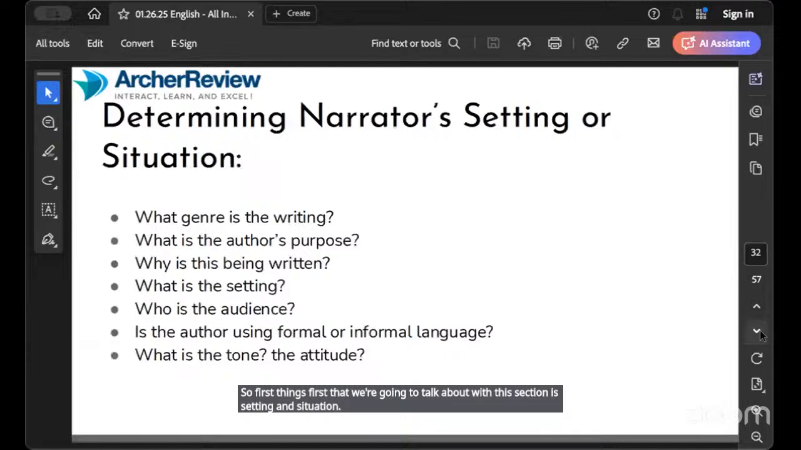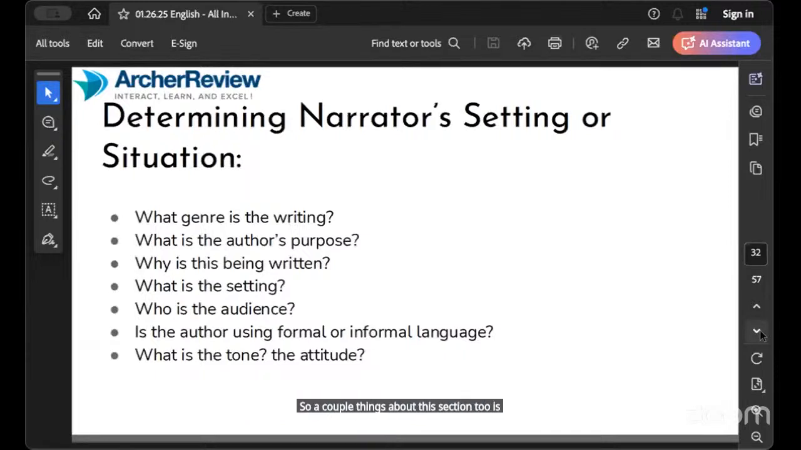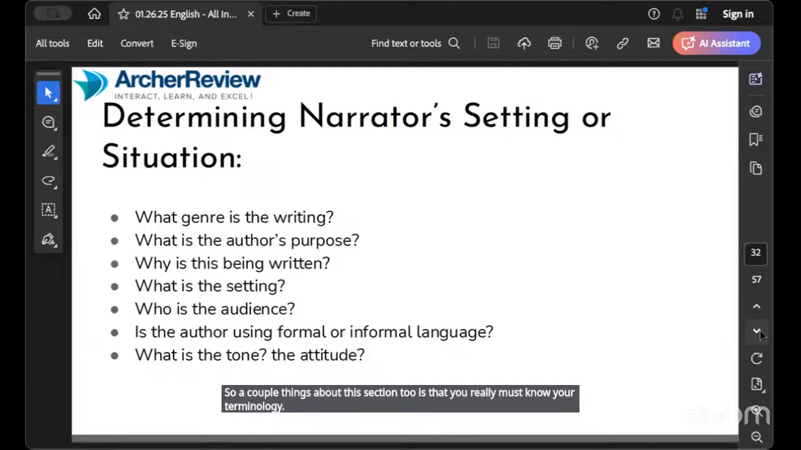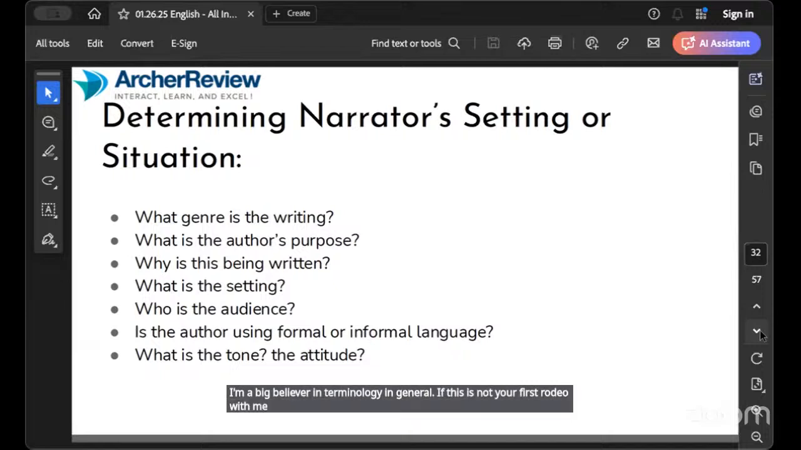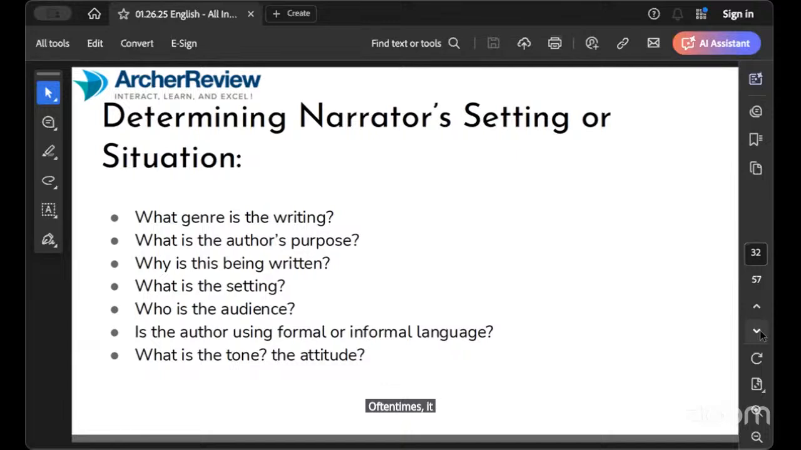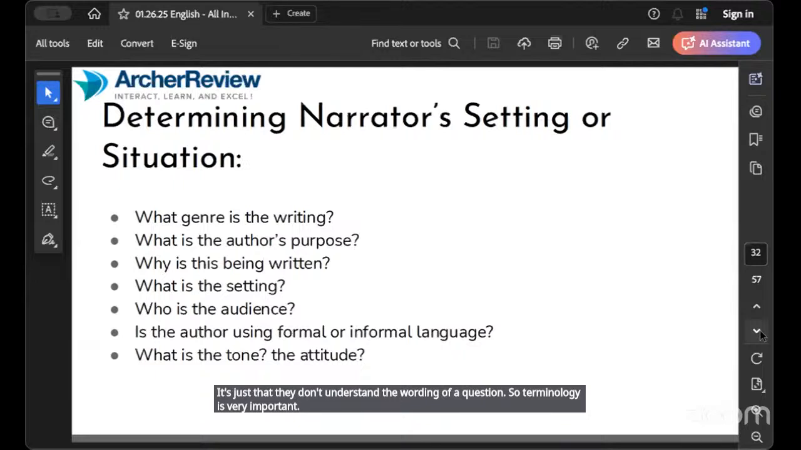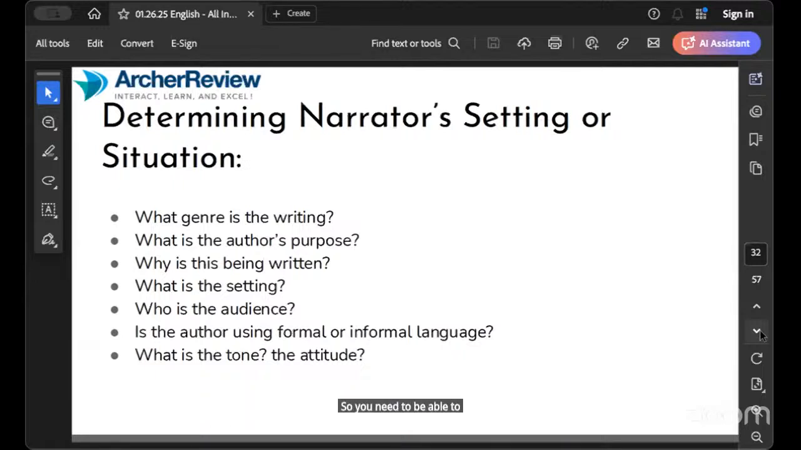A couple things about this section too is that you really must know your terminology. I'm a big believer in terminology in general. If this is not your first rodeo with me, you have heard me preach to the choir about how I think knowledge of terminology is so important for students. Oftentimes, it's not that students don't understand the concept of what's being asked in a question, it's just that they don't understand the wording of a question. So, terminology is very important. You need to be able to determine the narrator's setting or the situation that's occurring.